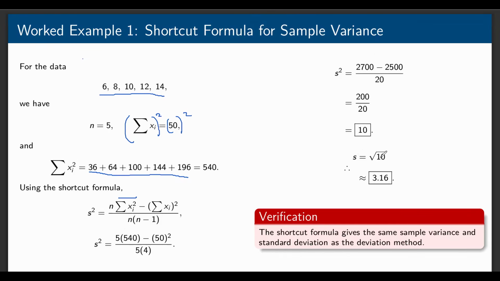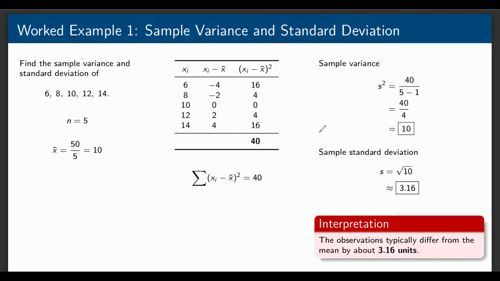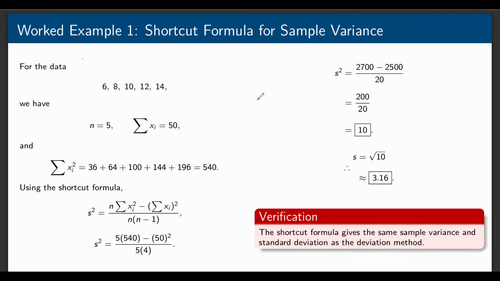And then we have the square root of 10, giving us approximately 3.16 as the standard deviation, as we saw in the previous slide. So we've just shown that whichever formula you use, you will get the same answer. So this gives us 3.16. We have 3.16 here too, using the first formula.